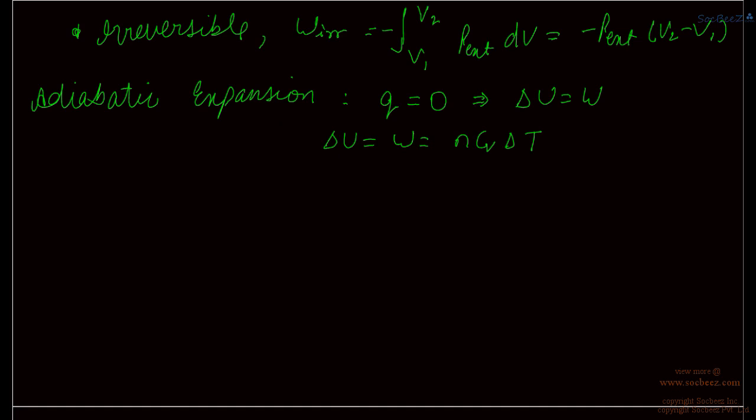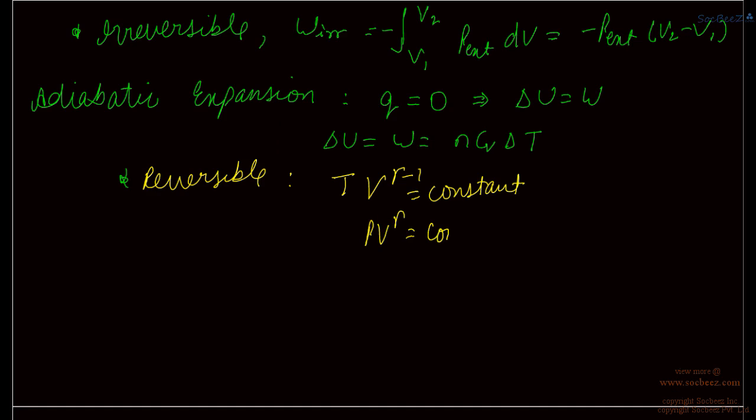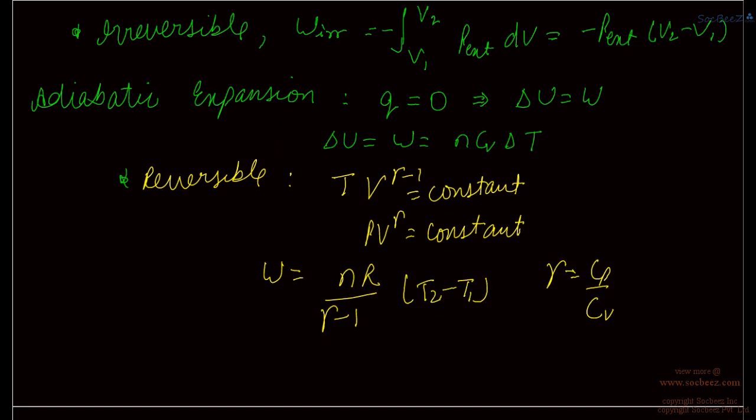So in case of adiabatic expansion, if the process is reversible, then TV to the power gamma minus 1 equals constant, and PV to the power gamma equals constant. This is the identity of the adiabatic process, just like Boyle's law or Charles' law. So in this case, work done equals nR upon gamma minus 1 into T2 minus T1, where gamma equals Cp by Cv.